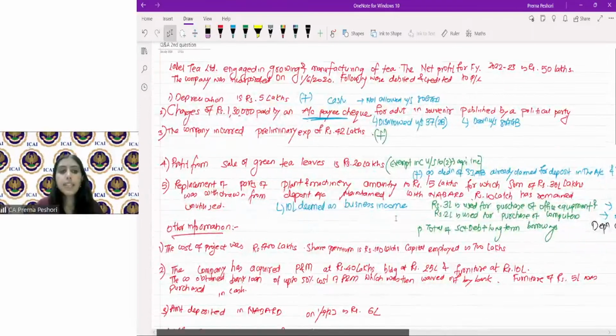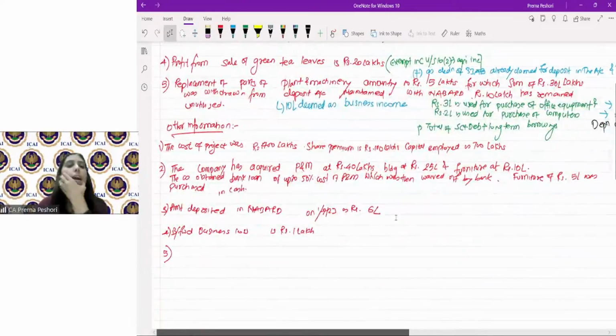Okay. Now the company has acquired the plant and machinery at rupees 40 lakh, building at 25 lakh and furniture at 10 lakh. Company obtained the bank loan of up to 50% of the cost of plant and machinery, which was then waived off by bank. Furniture of 5 lakh was purchased in cash. So what is the depreciation on the plant and machinery?